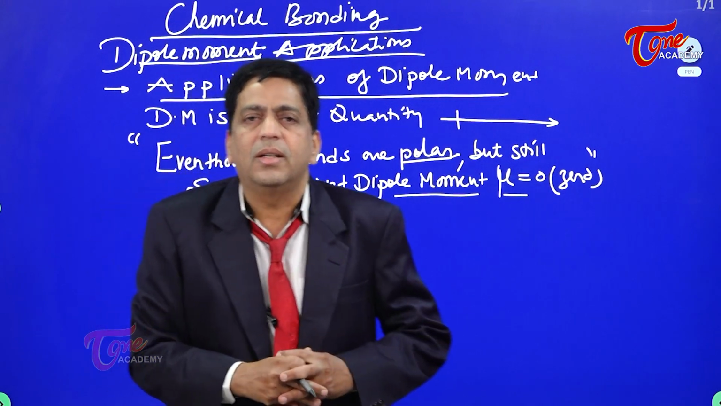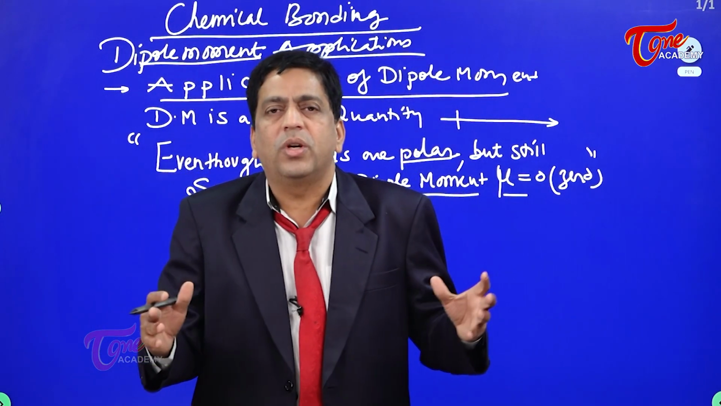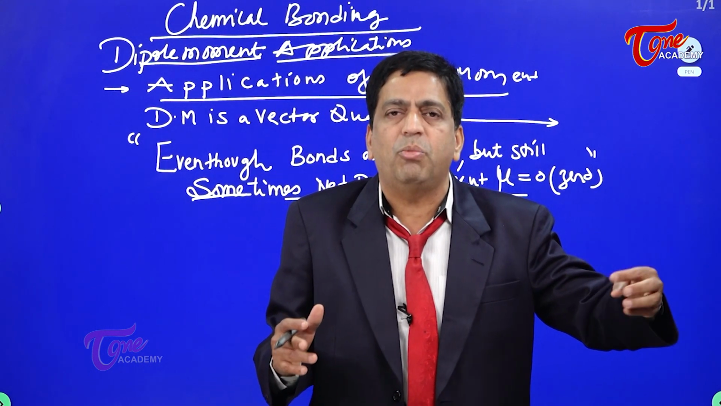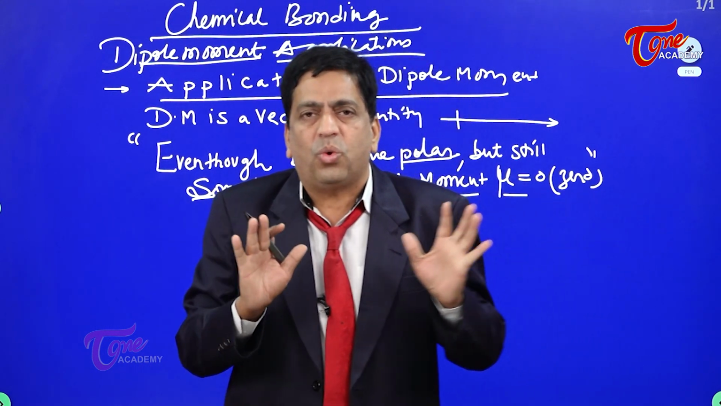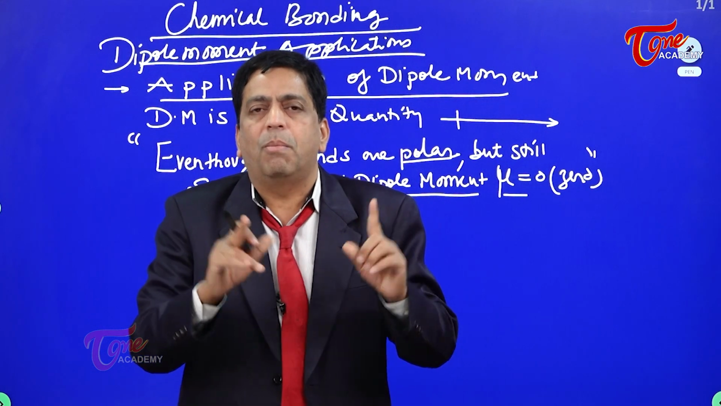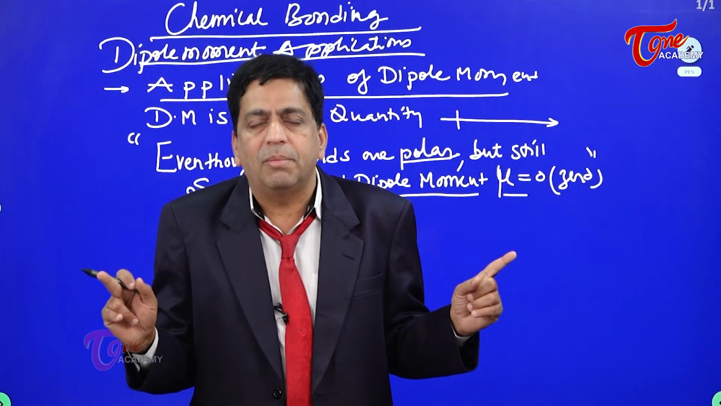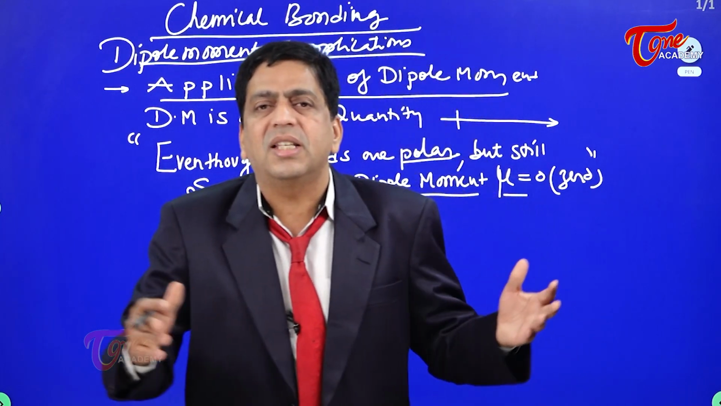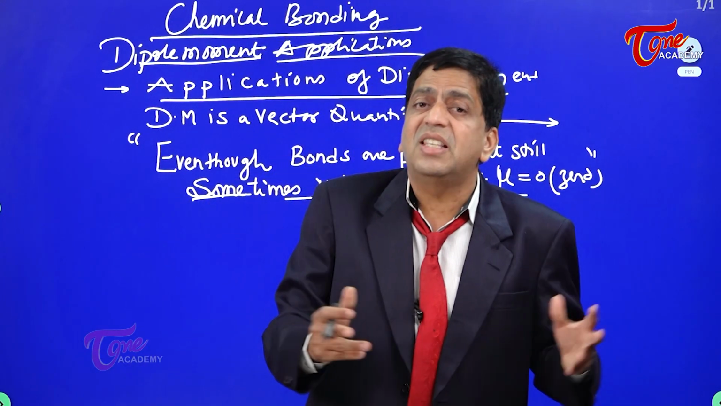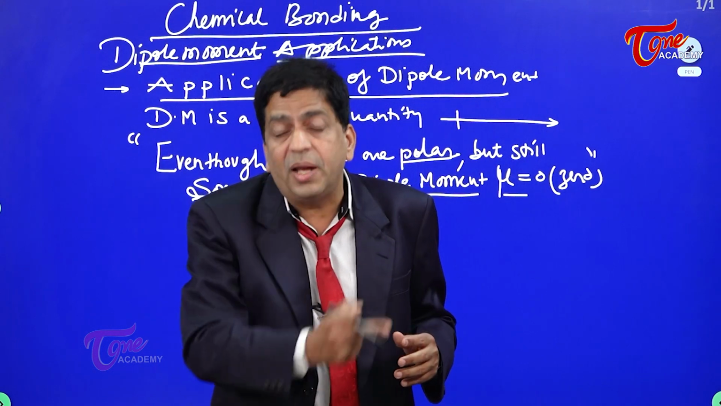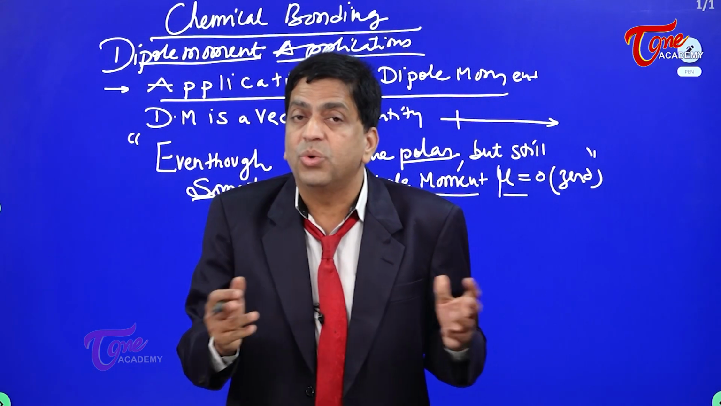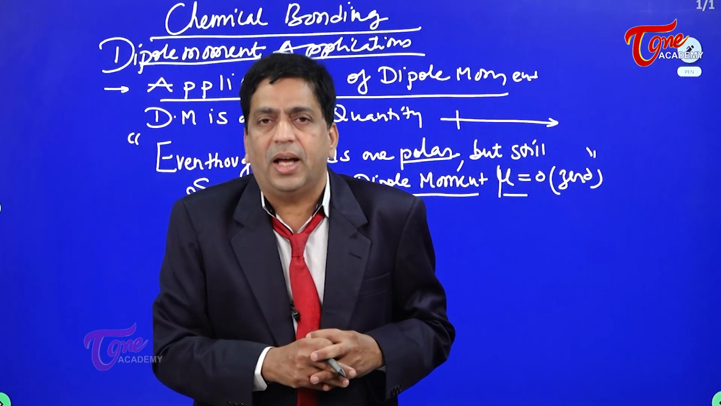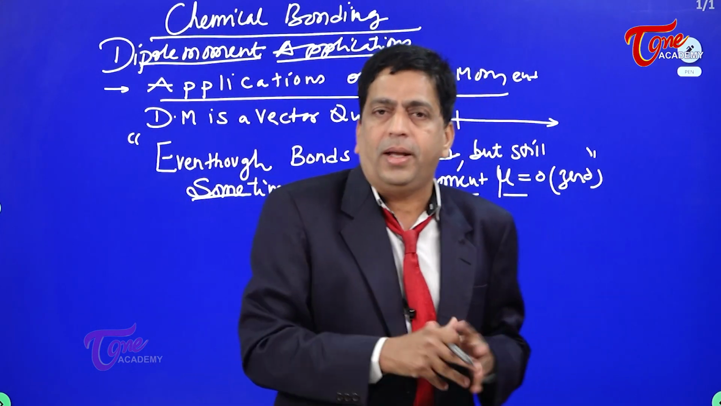A molecule can have 2 bonds, 3 bonds, 4 bonds, 5 bonds, 6 bonds, 7 bonds, and the bonds are polar. That means in all the bonds you are referring to, the bond pair is unequally shared. But still sometimes the net dipole moment might come to zero, and we can explain this only when we assume that the dipole moment is a vector quantity, right?